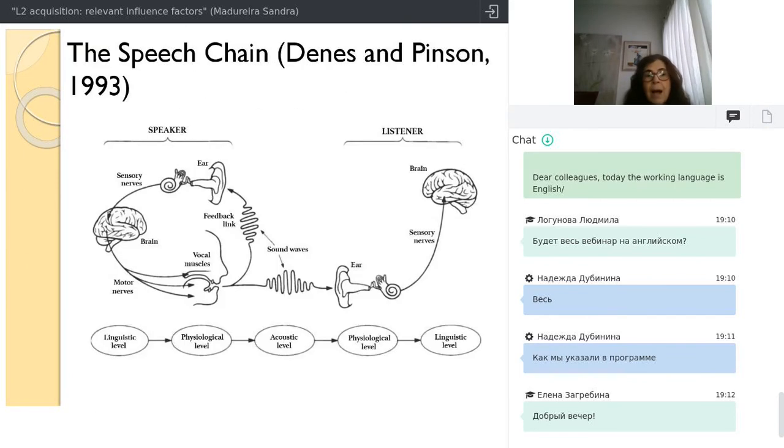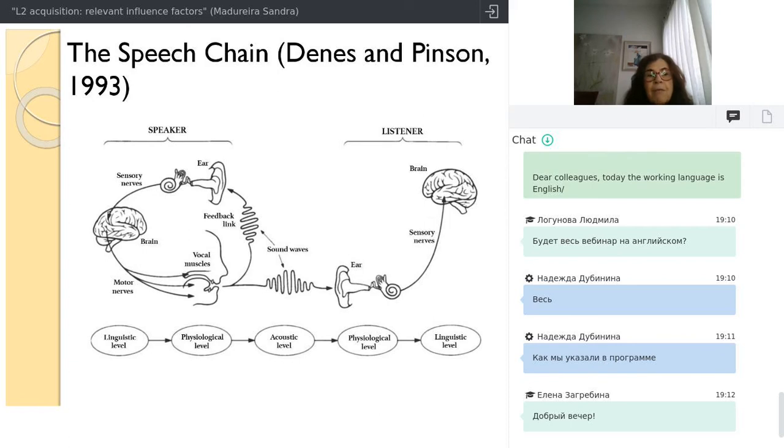So, if we consider all these factors, the first one is the speech chain. This is a very well-known picture which explains how speech is produced and is heard. So we have here first the speaker, and then on the right, the listener. And we start here in the brain, when the linguistic level is concerned.